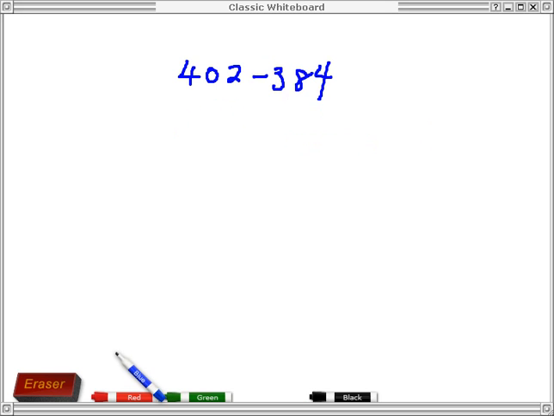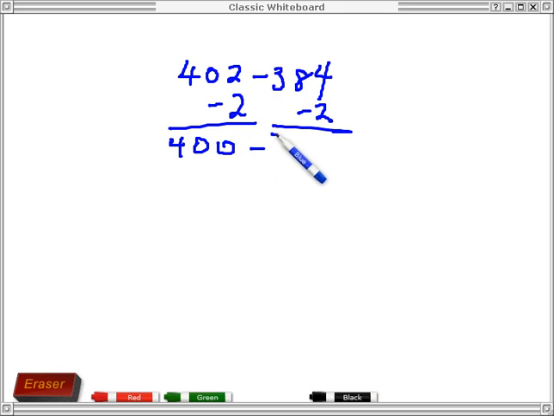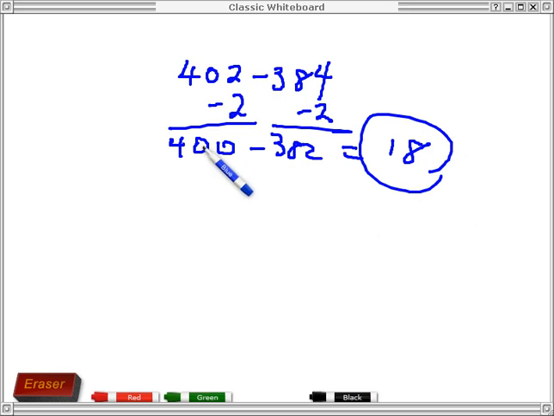Now one last example, and this one sort of cries out for compensation. Go ahead and try this one. Alright, now we'll try to do it together. Here we'll take 2 out of the 402, take 2 out of the 384, leaving 400 minus 382, and we get 18, because 18 is what's left between 400 and 382. And so this one's very easy by compensation. So that's the examples for the compensation method, and that's it.